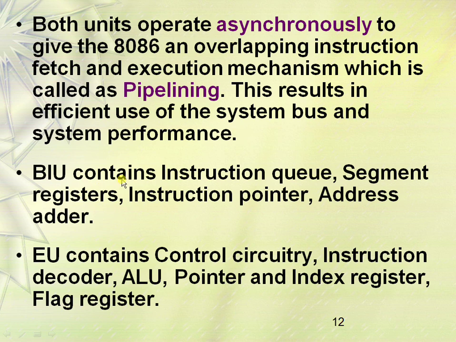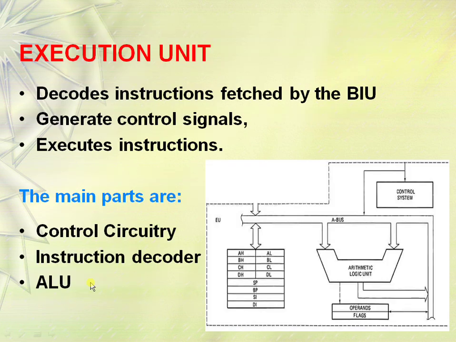Now the BIU contains the instruction queue, segment registers, instruction pointer, and address adder, as we have seen. The execution unit contains control circuitry, which includes the instruction decoder, the ALU, pointer and index registers, along with the flag register. Now let us see the execution unit in detail. As you can see, this part is considered the execution unit. It is responsible for decoding the instructions fetched by the BIU, as we just discussed.